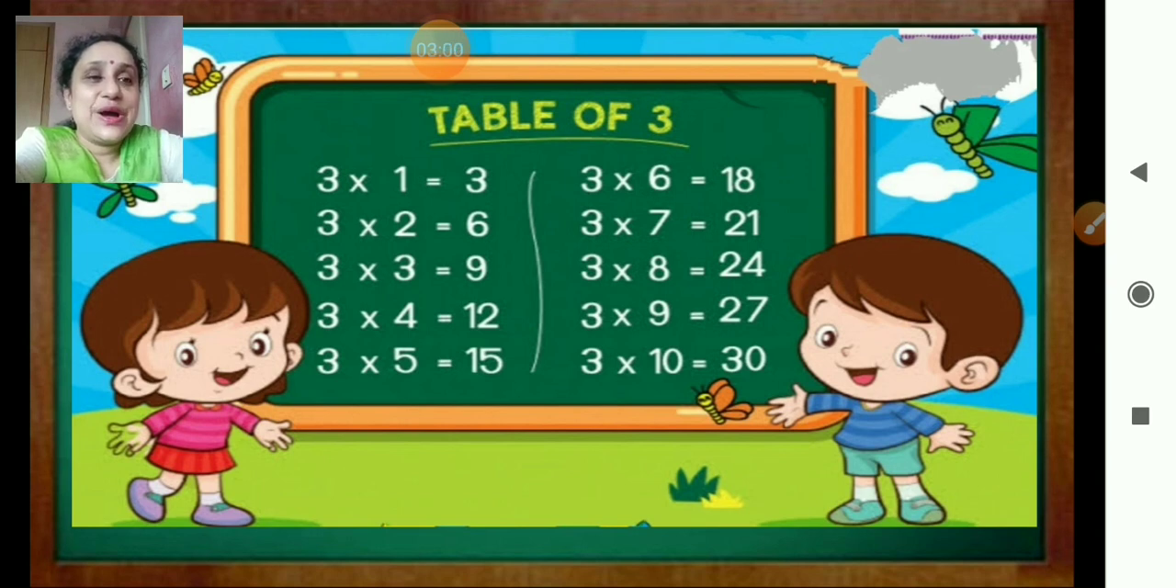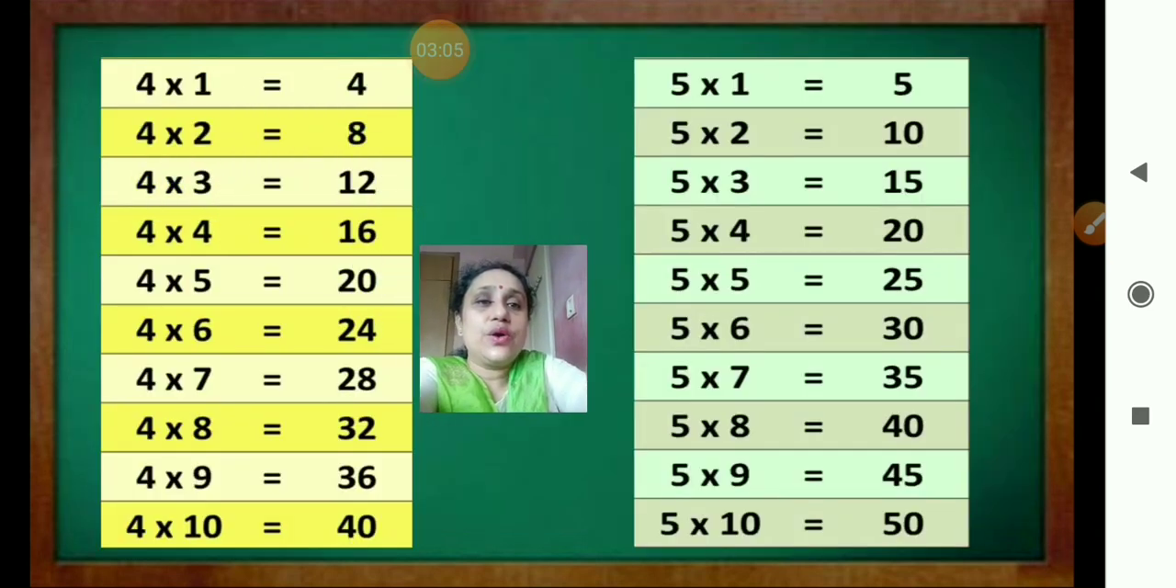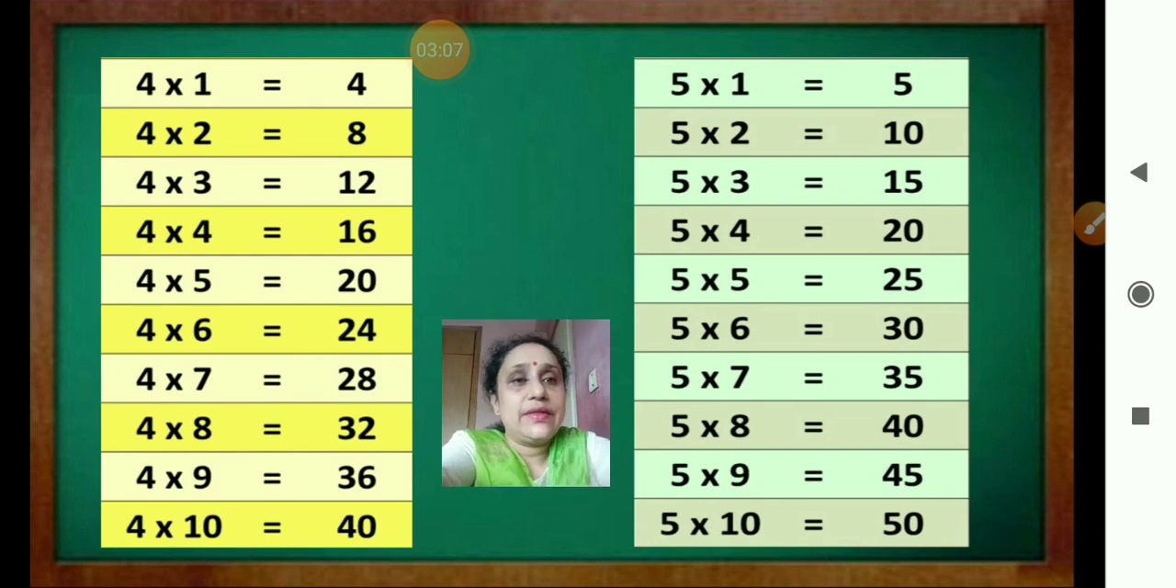Okay. Now next is table of 4 and then we will do table of 5. Now start. 4 ones are 4. 4 twos are 8. 4 threes are 12. 4 fours are 16. 4 fives are 20. 4 sixes are 24. 4 sevens are 28. 4 eights are 32. 4 nines are 36. 4 tens are 40.